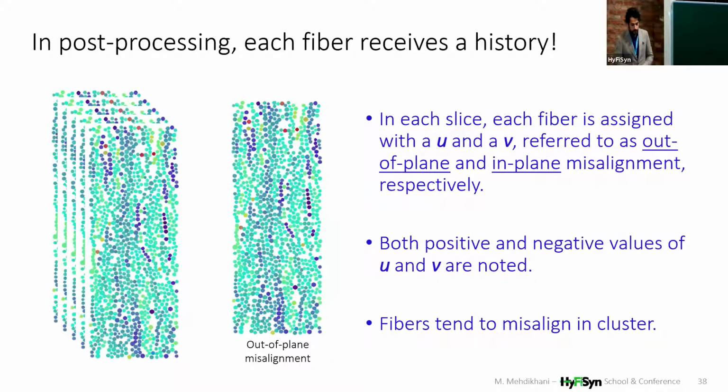And this I already explained. In this kind of processing, each fiber receives a history, meaning that each fiber has a U and V vector assigned to it in every single stack. We can see that both positive and negative values are detected for U and V, which means that we have misalignment in both directions. And the fibers tend to misalign in clusters. We see some clustering of these displacement features, which means that the neighboring fibers tend to be in similar orientation.